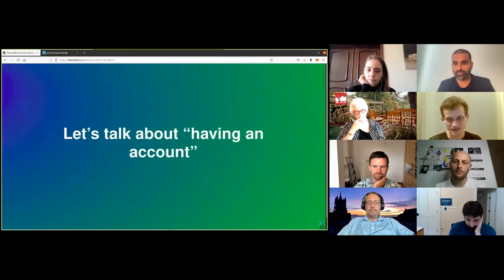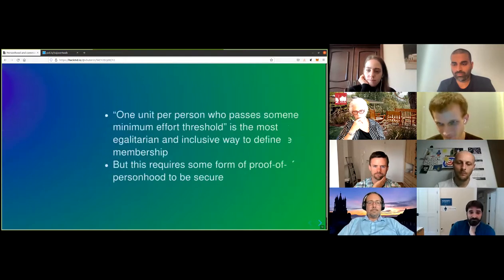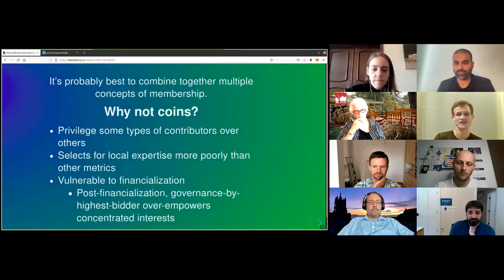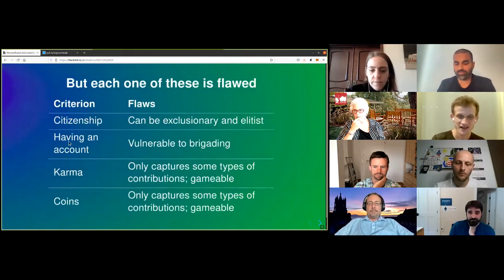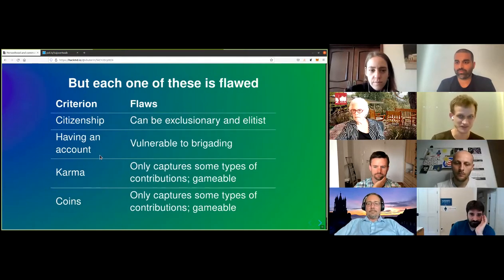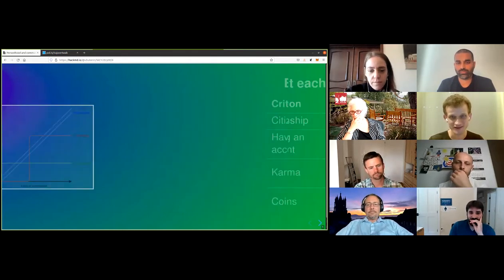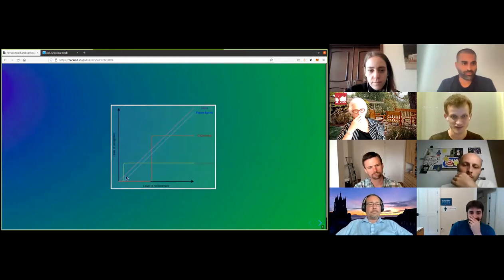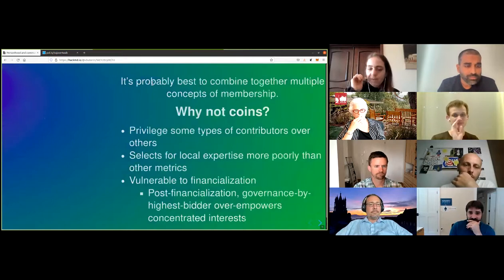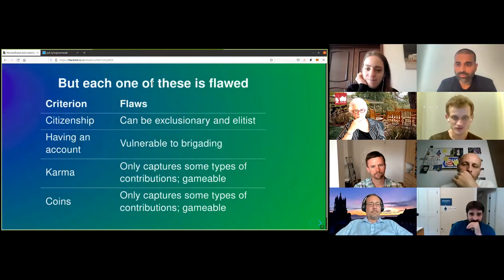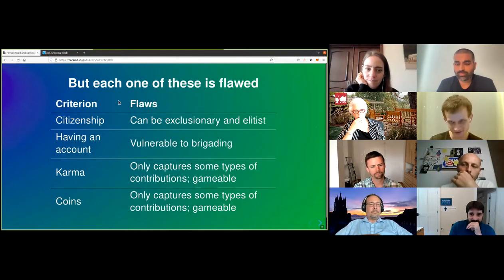So let's talk about having an account, right? One of the 4 things that I have here is, as a concept of membership, just having an account, right? Just a simple account. And the goal is that you want something limited to 1 per person so that the curve actually looks like this, and you can't just keep on creating more and more accounts. And the goal is, right, that we want to combine together multiple of these concepts of membership.